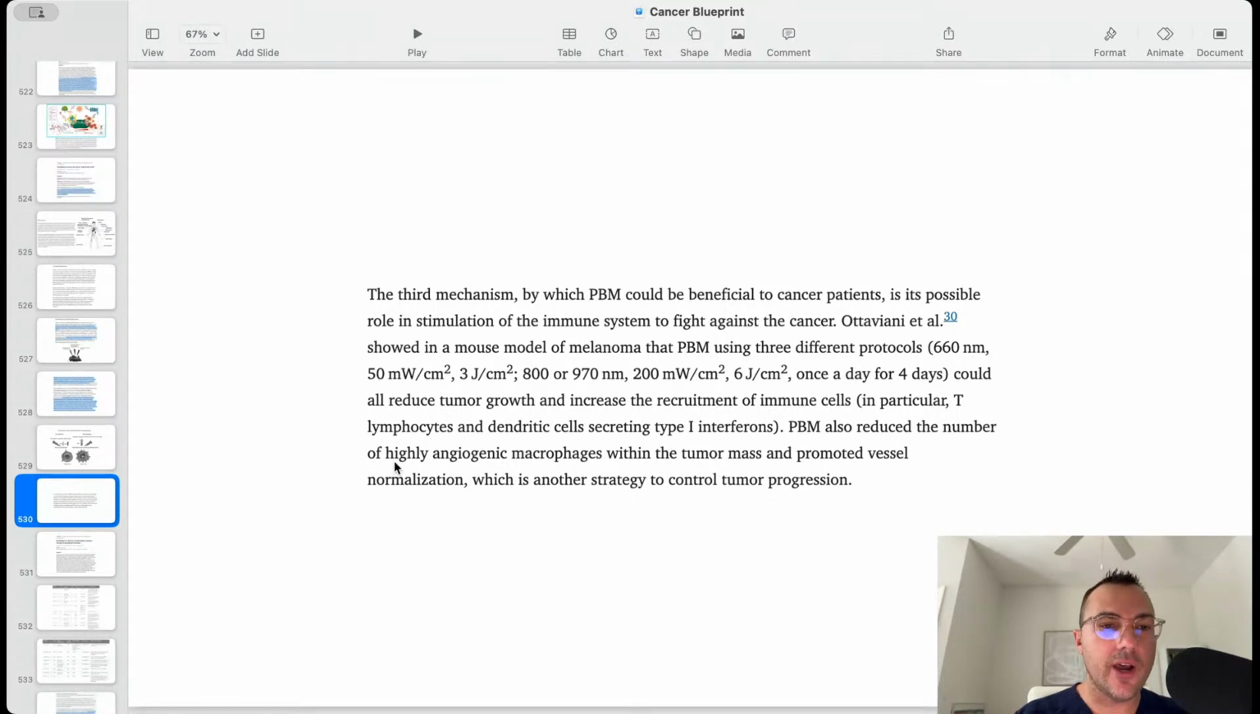PBM also reduced the number of highly angiogenic macrophages within the tumor mass and promoted blood vessel normalization, which is another strategy in control of tumor progression. So this is pretty astounding, right? We have one light that is able to kill cancer cells directly through excess reactive oxygen species, is going to help restore apoptosis through improvements in energy flux through mitochondria, and potentially handling the energy deficit within cancer cells that they can't activate apoptosis.